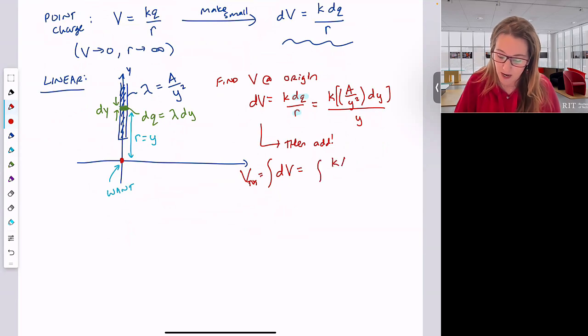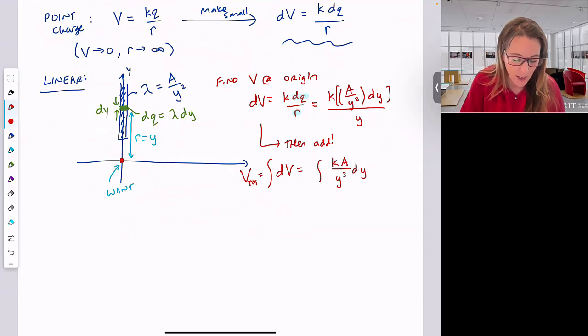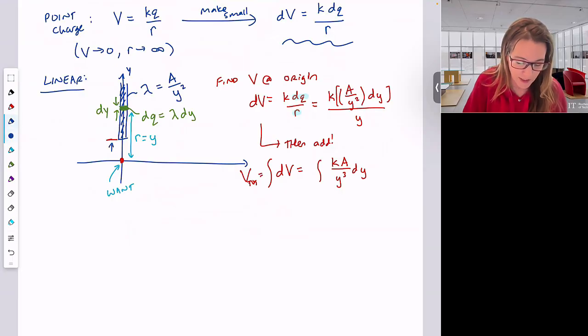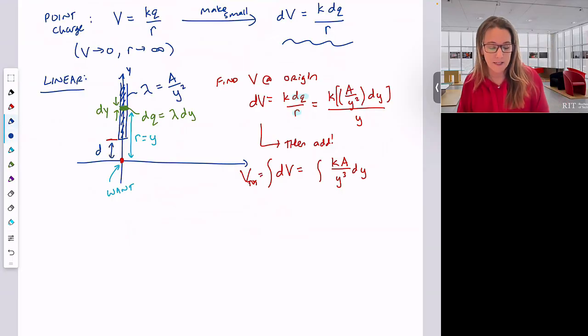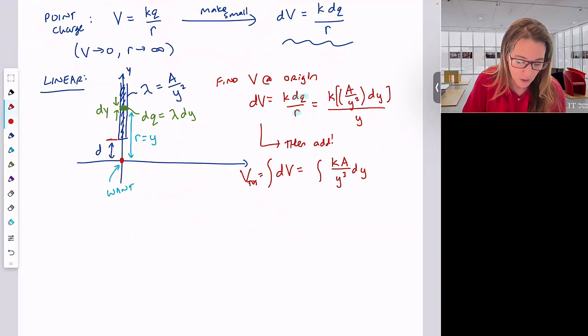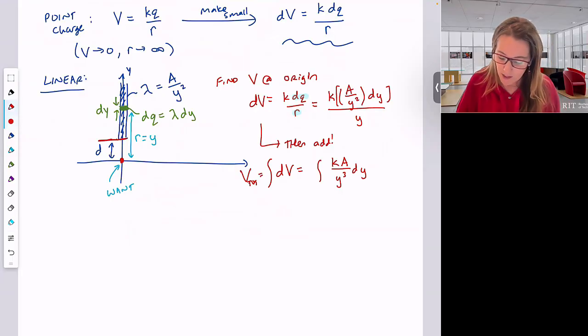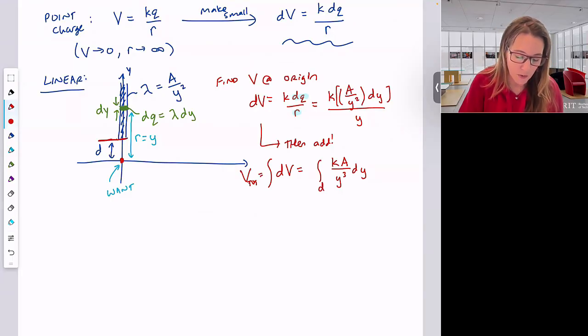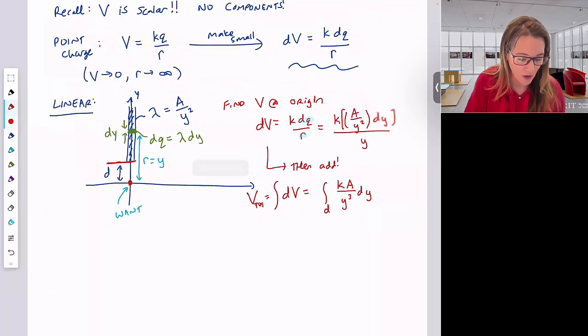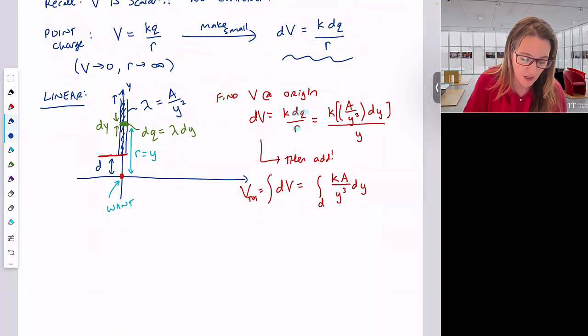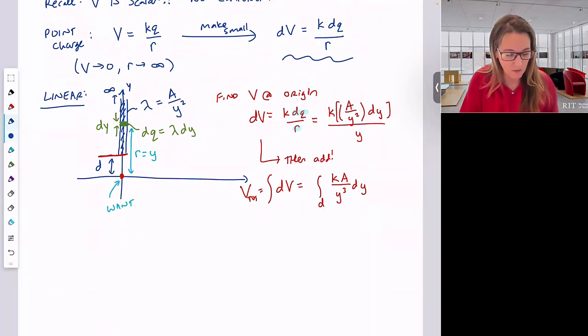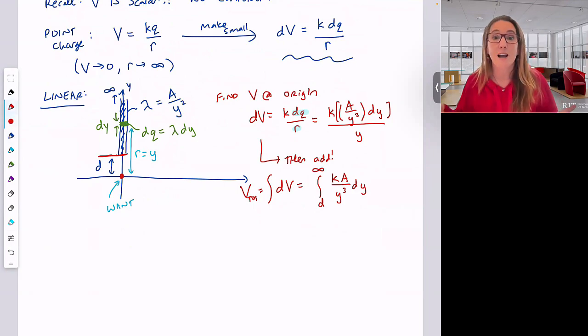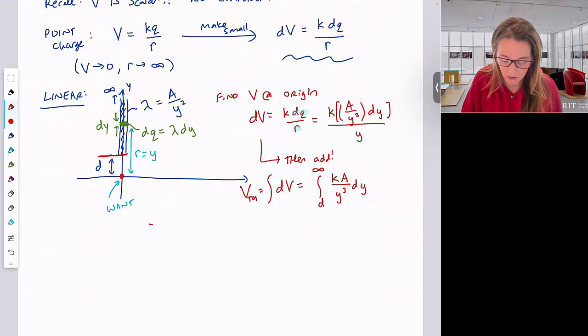I'm going to write it as Ka over y cubed dy, and I want to integrate from wherever that object is. So in the initial problem, I forgot to state that this is, say, some distance d above there. And so the object extends from y equals d, and then it goes on up to infinity. So it's a semi-infinite rod. And so I'll put that up here as infinity. And now we have a doable integral, so let's go ahead and do that.